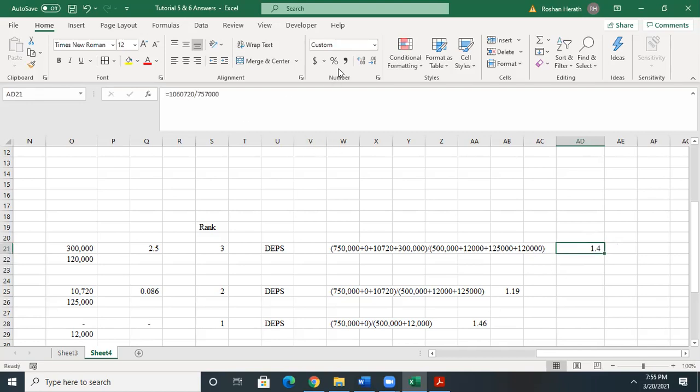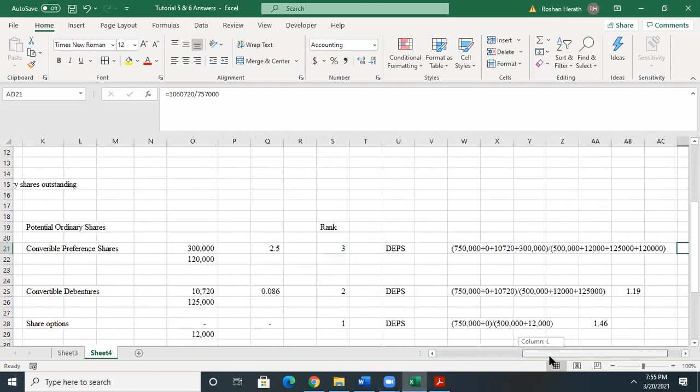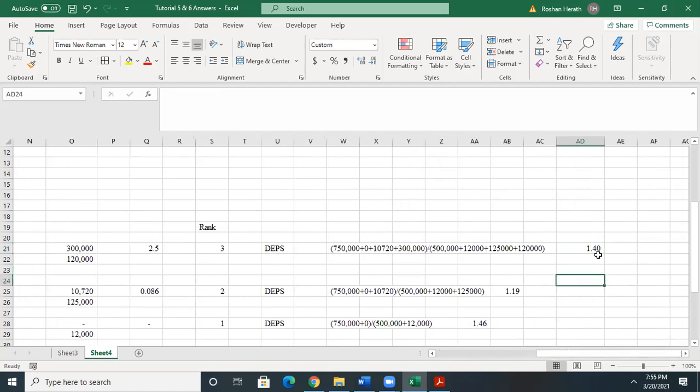500, 625, 637, 657, 757,000. So it is 1.4. Still it dilutes, even having incorporated the third instance, it still dilutes. So therefore what is your diluted earning per share, it's this.